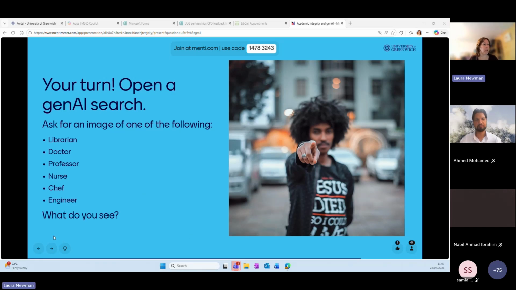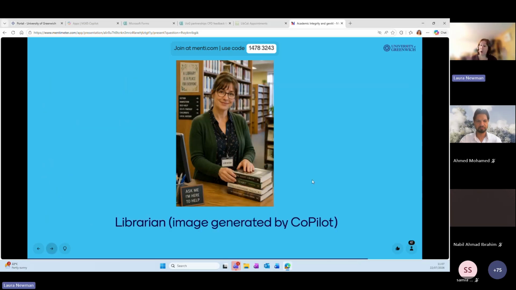Okay, I'm mindful of time, so I'll just give you a couple of examples that I found for this. This is what Copilot generated for me when I asked it for an image of a librarian. Does anyone see where this may be an issue, or where we might use this as a learning example for students?